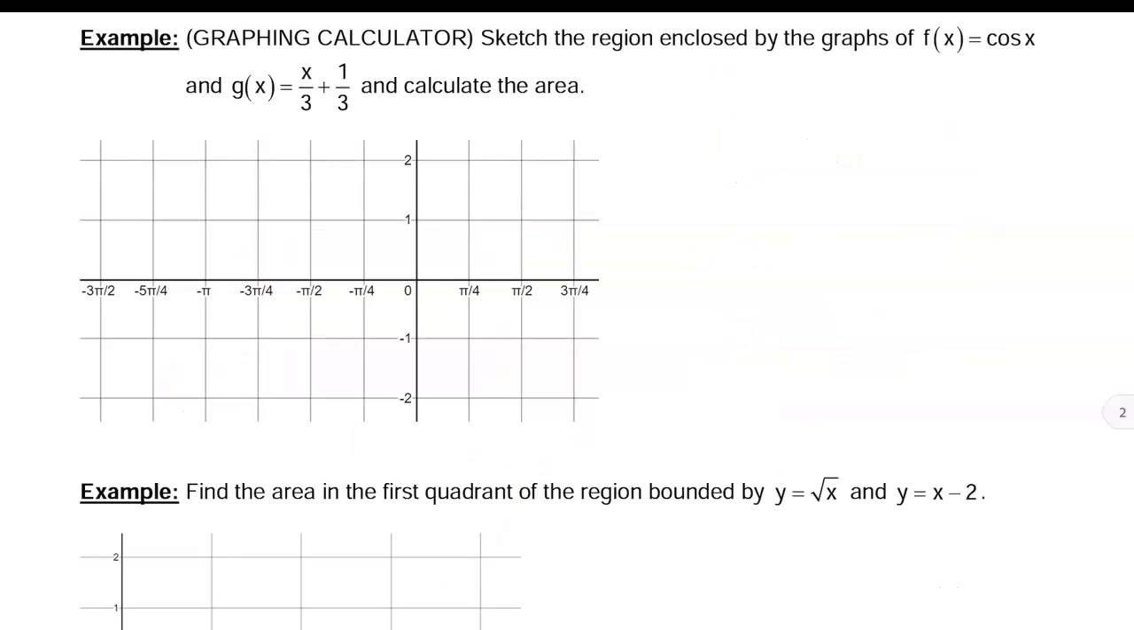The next example is for our graphing calculator. We're going to enter in f equals cosine into y1, and we'll enter g of x is x over 3 plus 1/3 into y sub 2, and we'll get a sketch of that. You can sketch it on this graph I've given you, or you can just look at it on your calculator. So let's move over to the calculator and solve the problem from there.